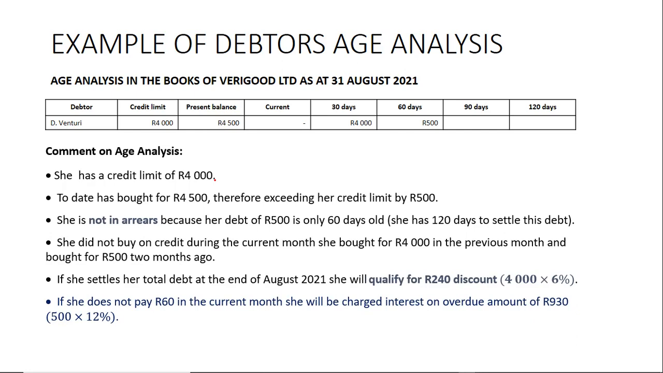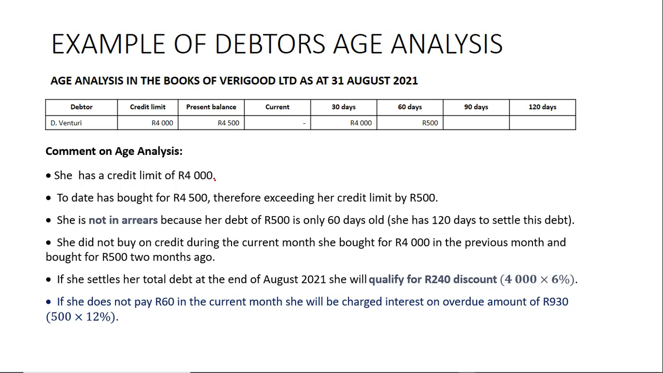Okay, she is not in arrears because her debt of 500 is only 60 days old. Also, you can tell that to be in arrears, you have to be owing for 120 days or more. So you should have bought 4 months or more before you can qualify to be in arrears. Now, in this case, you can tell that she is not in arrears. She did not buy on credit during the current month. She bought for 4,000 in the previous month and bought for 500 2 months ago.